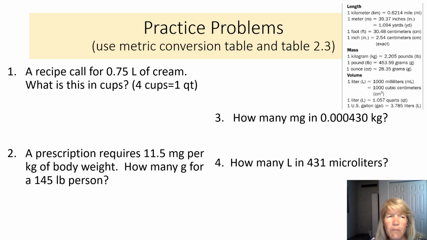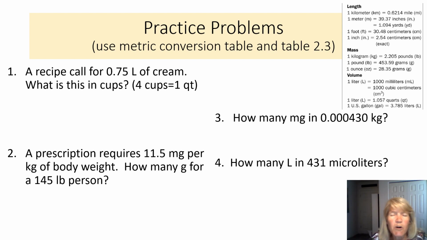I'll just do maybe the first one here and then leave the rest for you to practice. And I brought the table that came from your book that converts English to metric units, because you might need that on some of these problems. So I have that in front of you so you can do it. So number 1, a recipe calls for 0.75 liters of cream. What is this in cups?